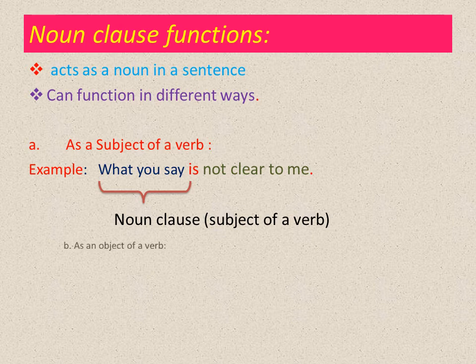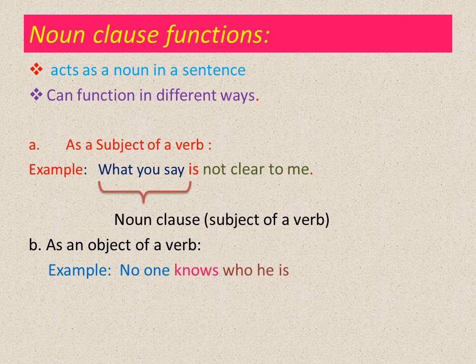Let us see the second function. A noun clause acts as an object of a verb. Students, we have seen 3 or 4 examples up to now. In those examples, the noun clause acted as an object of the verb in those sentences. Let us see one more example here.